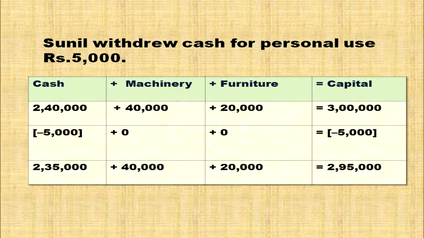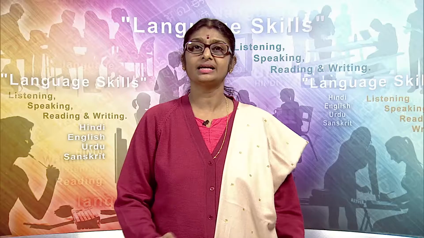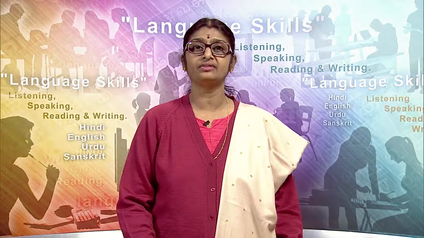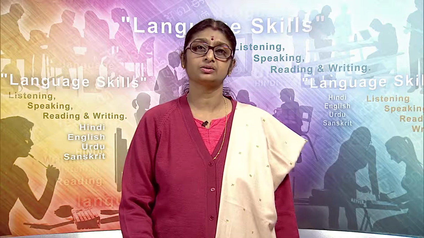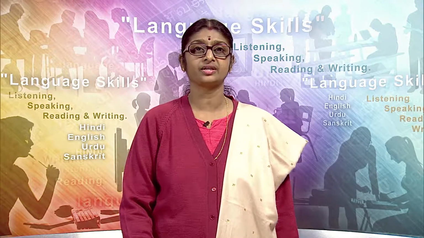So, again accounting equation is satisfied. 2,40,000 minus 5,000 in the cash column, 2,35,000 plus machinery 40,000 plus furniture 20,000. In the capital, 3 lakh minus 5,000, 2,95,000. So, in the asset side also 2,95,000, liability side also 2,95,000. So, accounting equation is satisfied.